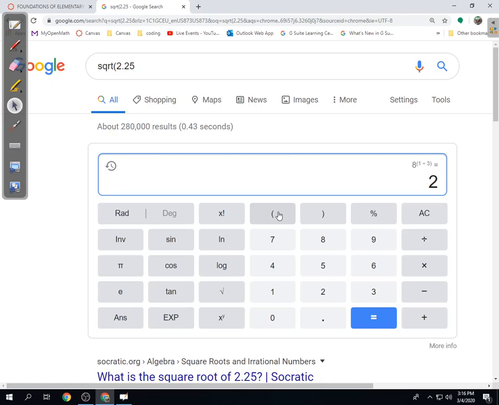So on this calculator, we're going to use the x to the y key. So type 8 first, and then hit the x to the y key, and then 1 divided by 3. And close the parentheses. And then equals 2.